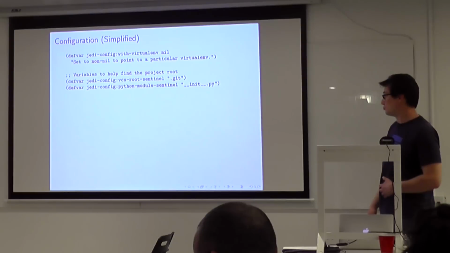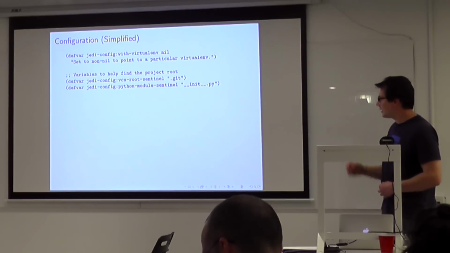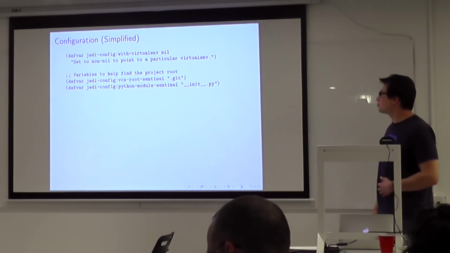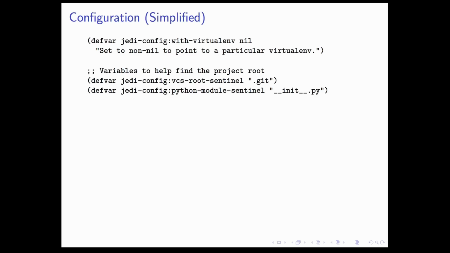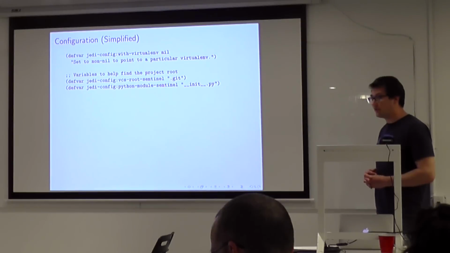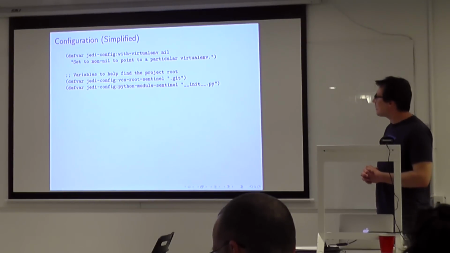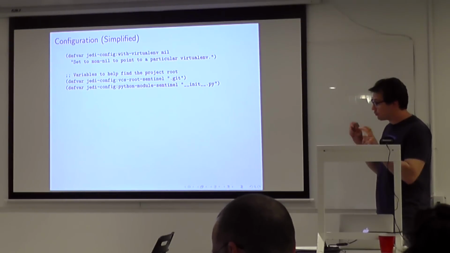And sure enough, your Git repository will have a .git directory in its root directory, and Emacs has facilities for being able to find that. And then similarly, there's this thing called the Python module sentinel. The simplified example I'll show you here doesn't actually rely on it. The more complicated example in the VM does. For those of you who don't use Python, init.py is a file that has to exist in certain directories for modules to be quote-unquote importable.